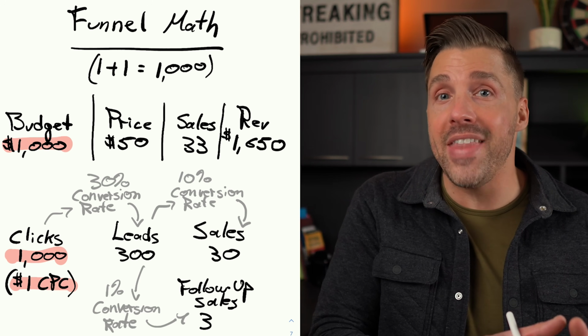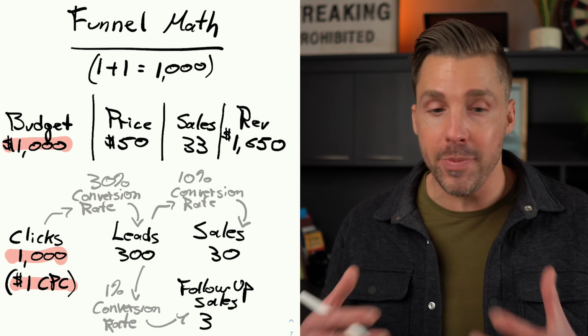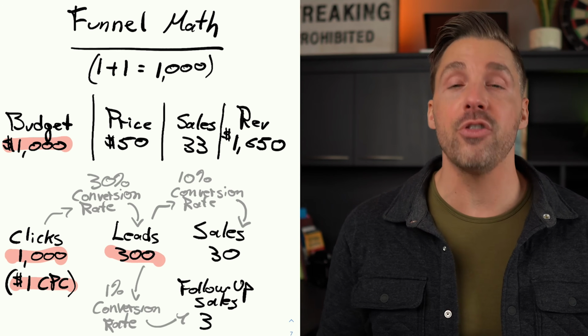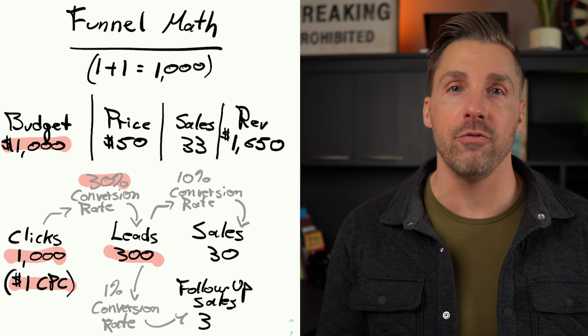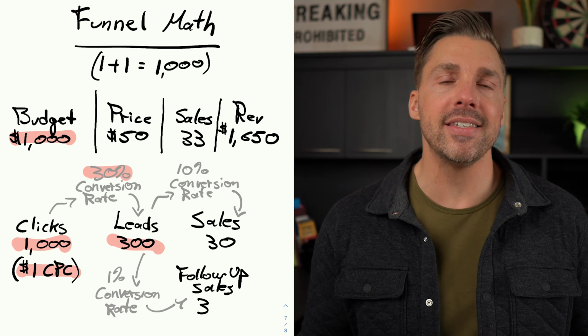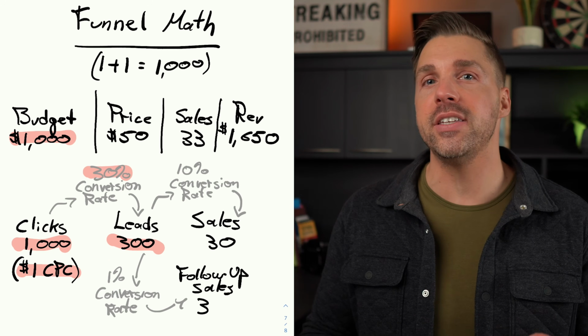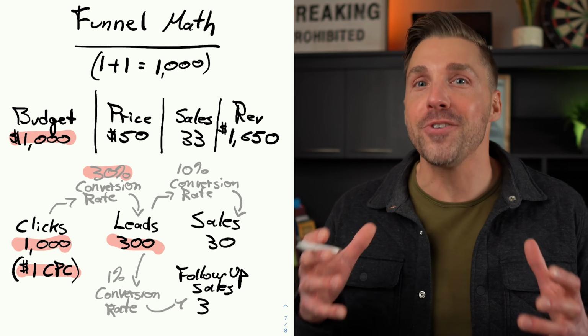Well, when they've done that click and then they've gone over to the landing page or to the opt-in page to become a lead, we can see that we're now getting 300 leads. And from there, we can figure out that we've got around a 30% conversion rate on our landing page or our opt-in page. What's cool about doing things this way is that from the very early stages, you're able to see if you're even in the right ballpark, if you're even in the right range.